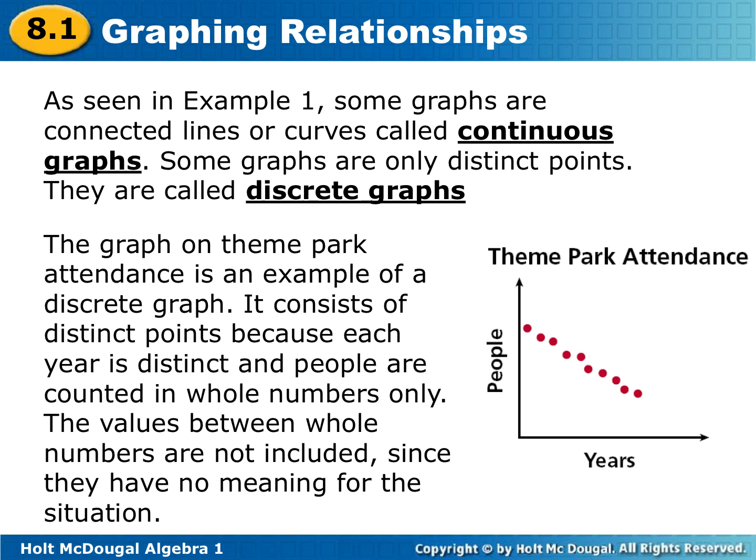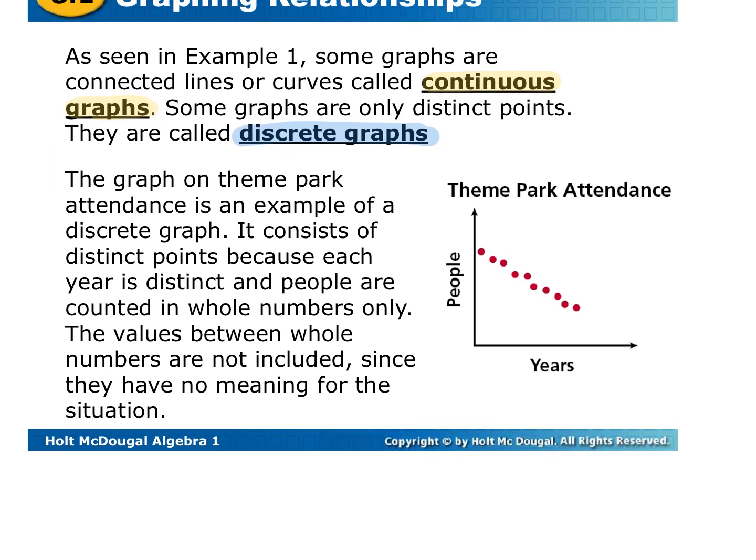Okay? Now, let's go in here and get some of these definitions down. As seen in example 1, some graphs are connected lines or curves called continuous graphs. Okay? So a continuous graph is a graph that is always connected. That means there's no break, there's no dot. So looking at a graph, it's always got connected lines. Okay? But there are also graphs that have distinct points, which we call discrete graphs.